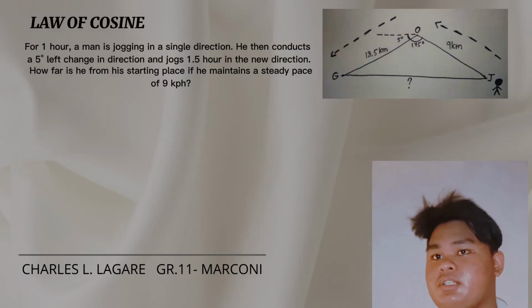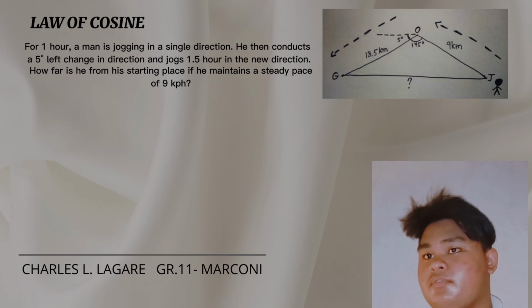For 1 hour, a man is jogging in a single direction. He then makes a 5-degree left change in direction and jogs 1.5 hours in the new direction. How far is he from his starting place if he maintains a steady pace of 9 kilometers per hour? So this word problem has an angle-side-angle case, therefore we will use the law of cosines.